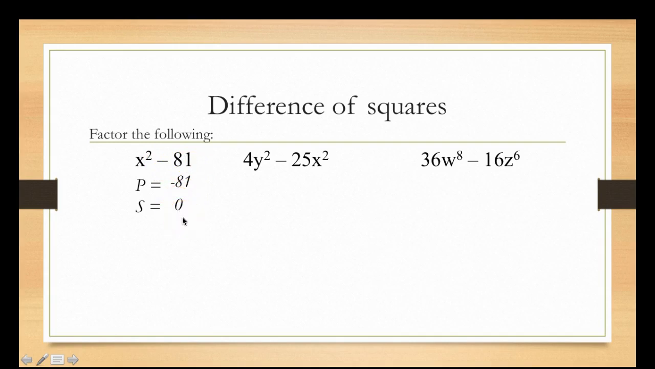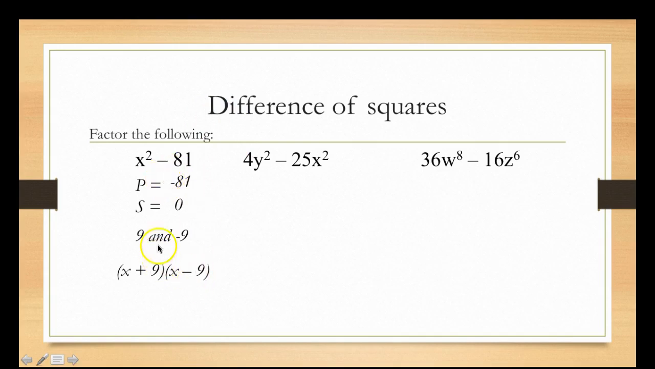So what can you multiply together to get negative 81? Those same two numbers add together to get 0. Well, 9 and negative 9. So my factors are x plus 9 times x minus 9.